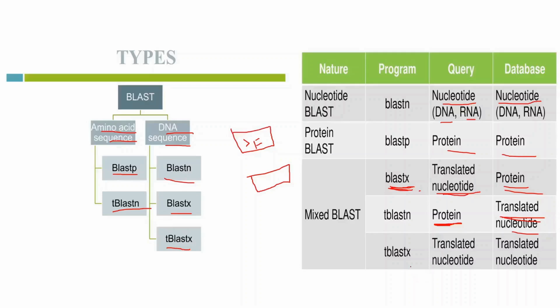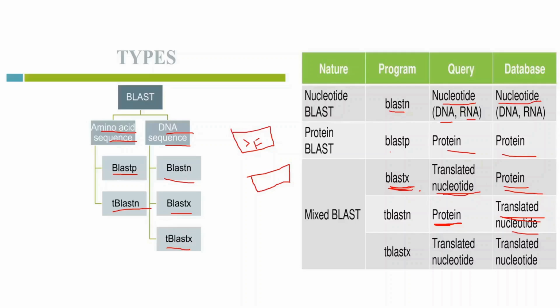TBLASTX: both are translated nucleotide, the query sequence is nucleotide and the database is also nucleotide. Okay, that you have to remember. So how will you remember these things? The first one is BLASTN, where N denotes nucleotide, so both are nucleotide. BLASTP, P stands for protein, so both here are protein.